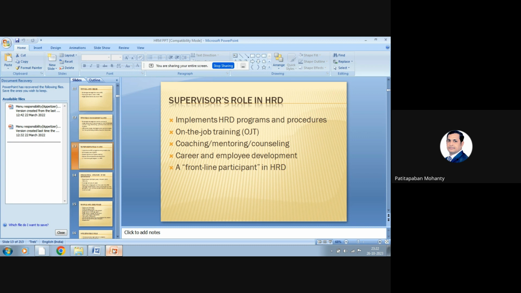A supervisor in HRD you can call a leader, or in the organizational hierarchy the first or single point of contact. What is his responsibility? He looks at the HR department in many ways. He sees that HRD is performed in a very effective and efficient way, and he should implement the various HRD programs and procedures effectively and efficiently. On the job training is also a part of the HRD role.